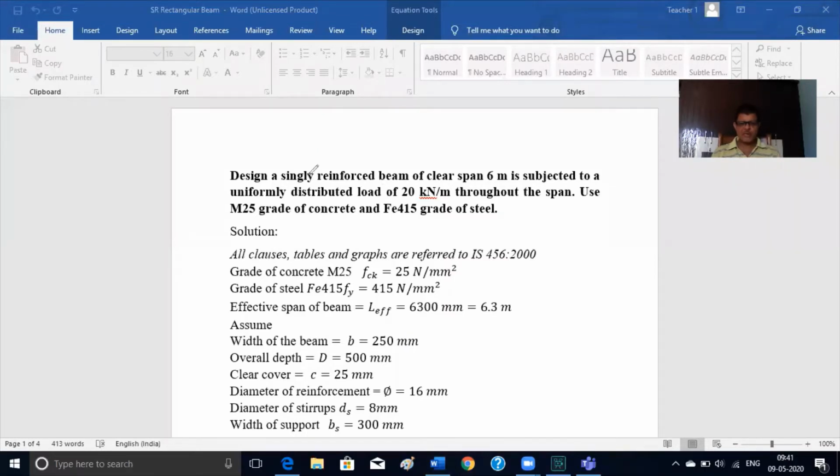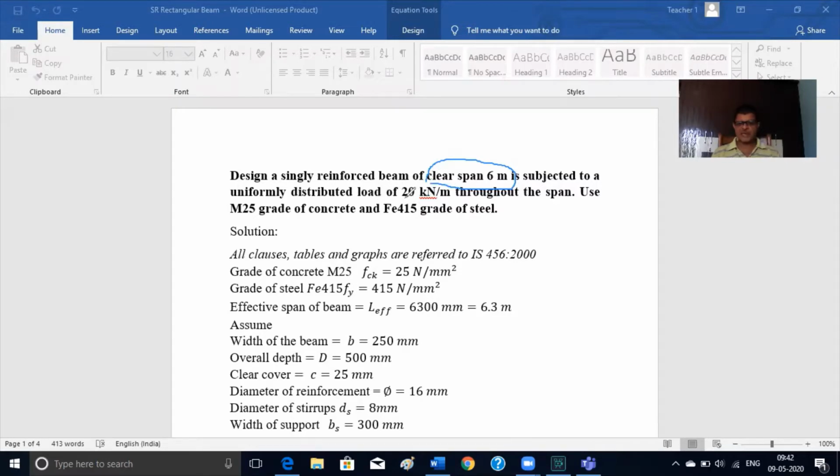Now, in this problem, what is given? It is given that the clear span is 6 meter. The span will be given. It may be clear span or maybe effective span. If effective span is given, don't calculate it. If clear span is given, then you have to calculate the effective span.